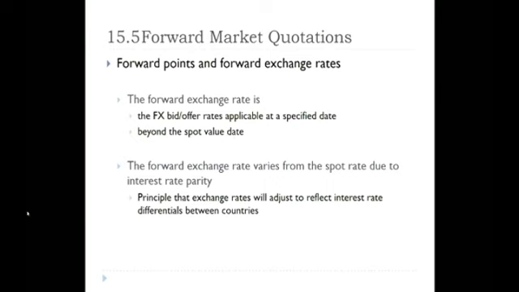So, a forward rate can vary from the spot due to interest rate parity, undeniably, all right? The actual forward exchange rate can vary from the spot because of interest rate parity. This is true. But it isn't just interest rate parity that governs the difference. But when you're setting up contracts for your clients, that's how you set up a contract.